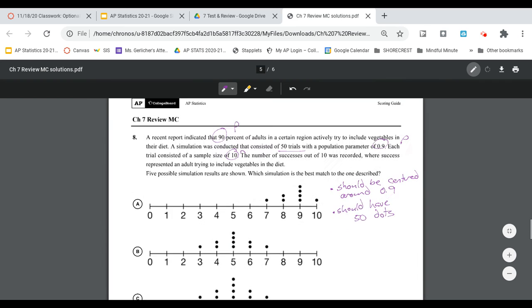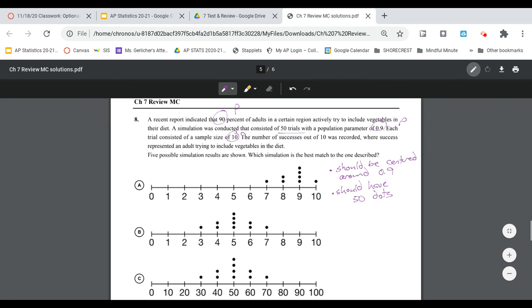Okay, for 8, I'm going to zoom this out a little bit. I like this problem a lot. You know that P is 0.9. They told you that. So that means your sampling distribution should be centered around P, around 0.9. And you also know that you had 50 trials, so there should be 50 dots total. Each dot is one trial. So if you look through, the first 3 graphs don't have enough dots. There's not enough trials happening there.